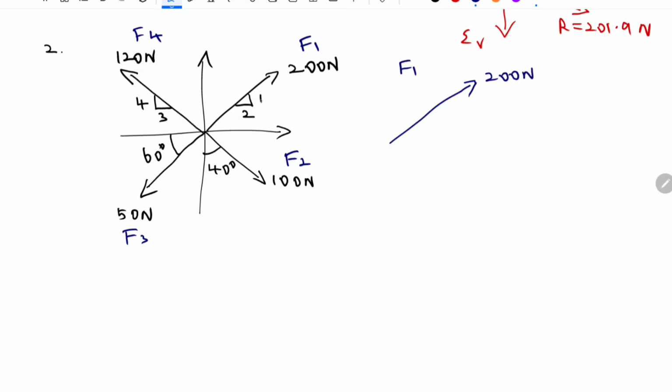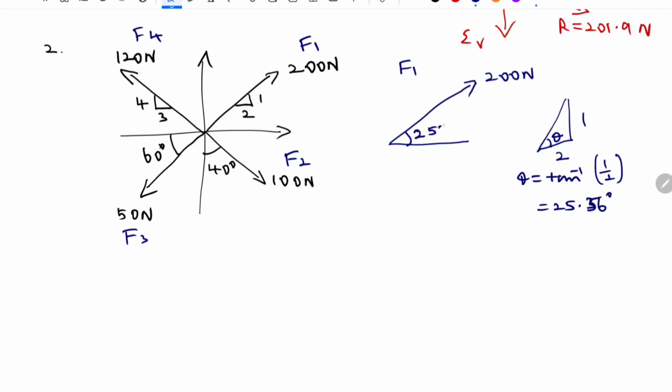So here the angle is not directly given. It is given in terms of distance. So we know that if you consider this as a triangle with an opposite side length of 1 and the adjacent side length of 2, and the theta is equal to tan inverse of 1 by 2. So this is going to be your theta value. So we know that tan inverse of 1 by 2 is equal to 25.56 degree. So this is going to be the inclination from the horizontal side, 25.56. So if the angle is not directly given, then we can use this tan relationship to find out the angle.